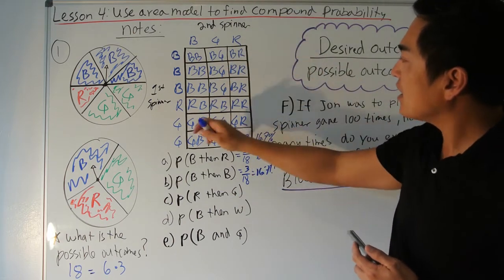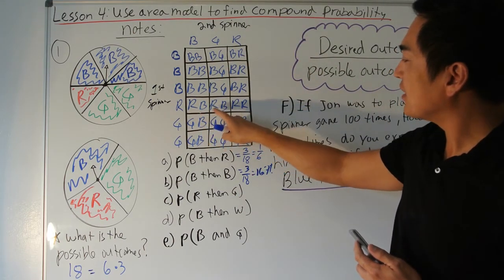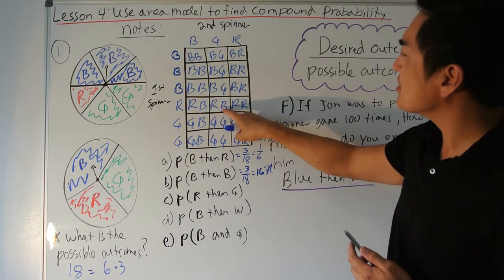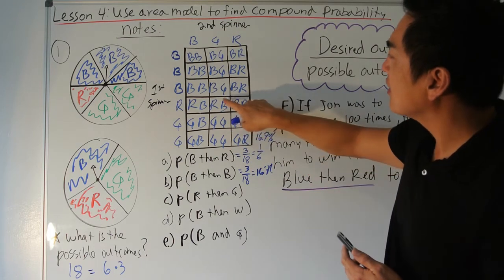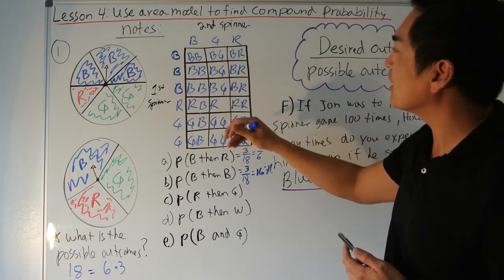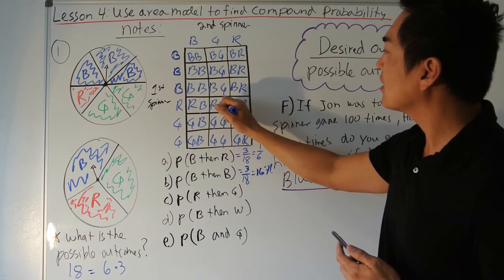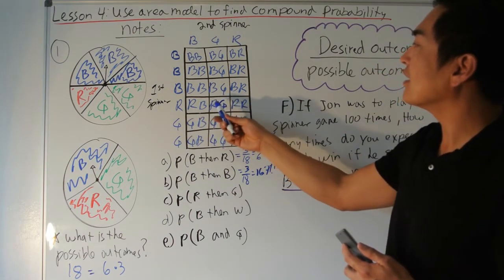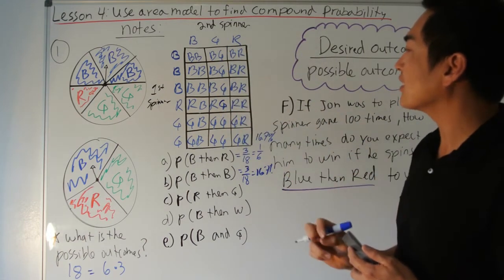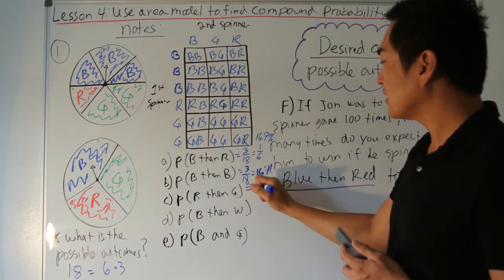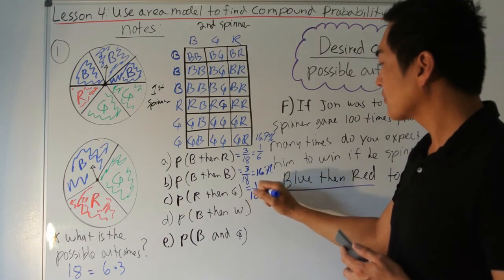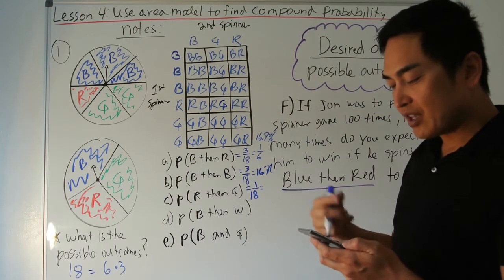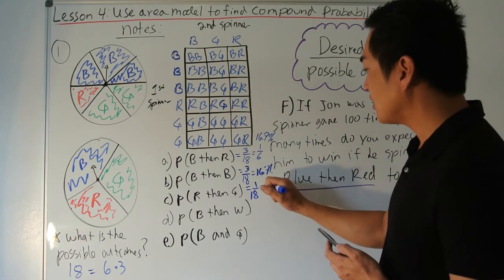So let's take a look at red, then green. Oops, you know what? I made a mistake right over here. Good thing I caught it. This one should be a green right there. That's my bad. Alright, that's why we use a pencil. So red, then green. Double check that. Okay, so that's 1 out of 18. Take out your calculator: 1 divided by 18. Move the decimal over twice. I should get 5.5%.